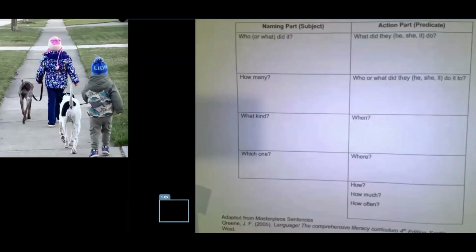Here we have our Masterpiece Sentence chart. We have 2 different color sticky notes prepared, 1 color for the subject, 1 color for the predicate. And then you'll see the picture prompt of the 2 children walking the dogs, and that is the picture we are going to use to build our sentence. We're going to start building our sentence. So we're going to take a look at our picture prompt with our students.